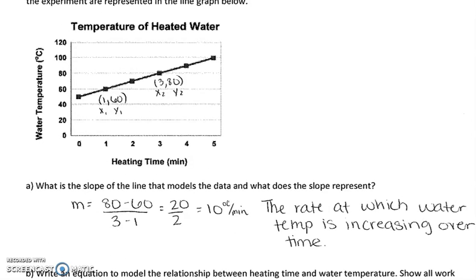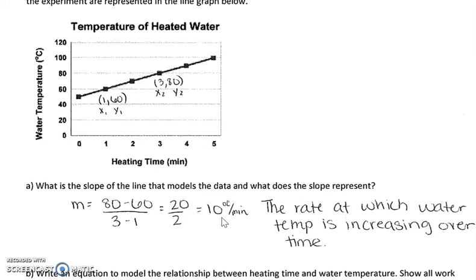So as you're looking at it, you can see the slope that I found. You do y2 minus y1 over x2 minus x1. The work is underneath there: 80 minus 60 over 3 minus 1 gives you 20 over 2, so it's 10. But then it asks you to say what that represents. So there's the explain part of it.